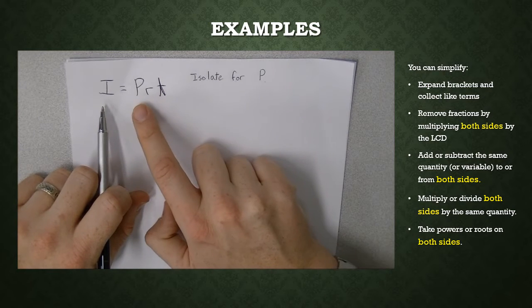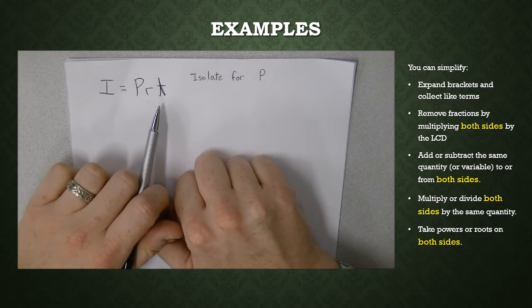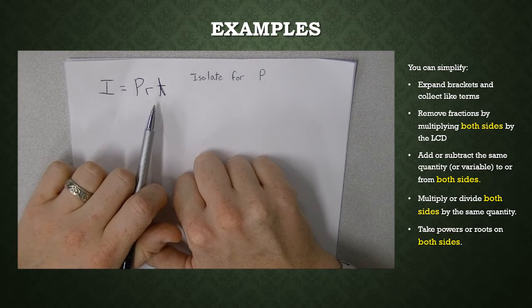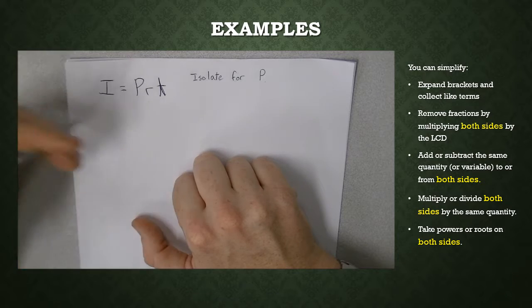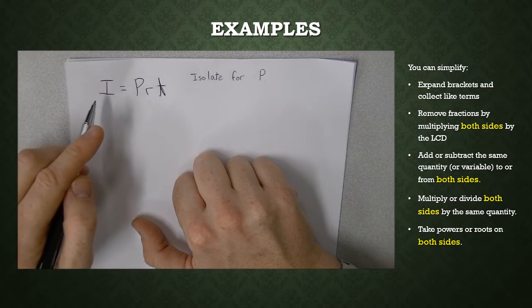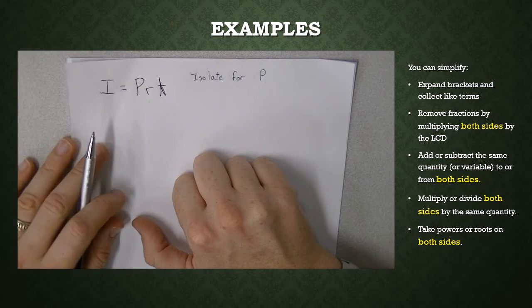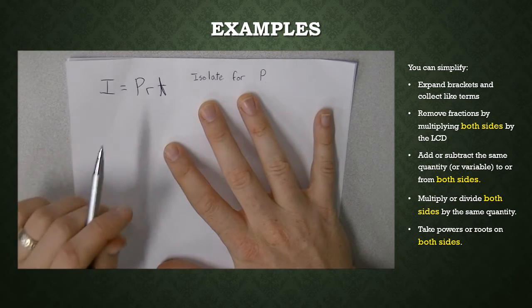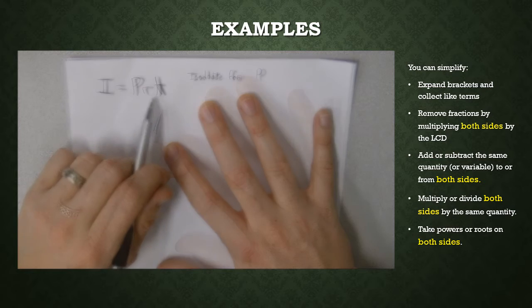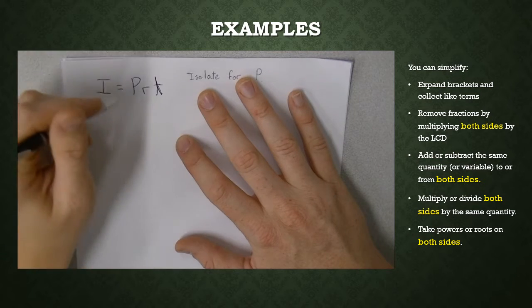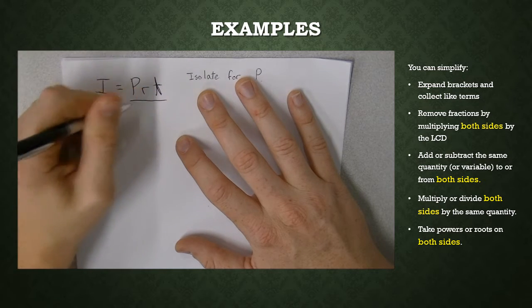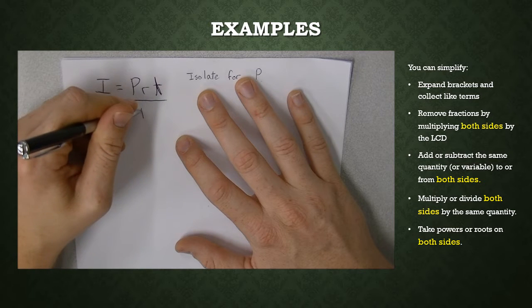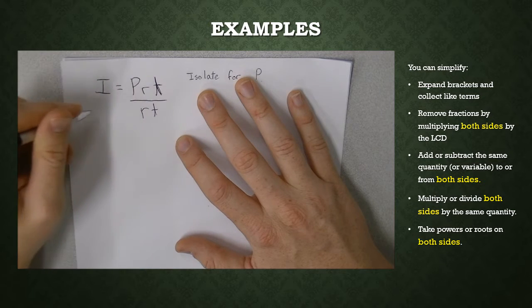So what we're going to do now is look at how P relates to the variables around it and see if we can strip those variables off of it, and in doing so, making sure that we do the same thing to both sides, those variables will end up on the other side of the equation. So right now P is being multiplied by R times T. So to undo that, we use the opposite of multiplication, which is division. And so I'm going to divide using the fraction line. I'm going to divide by RT.